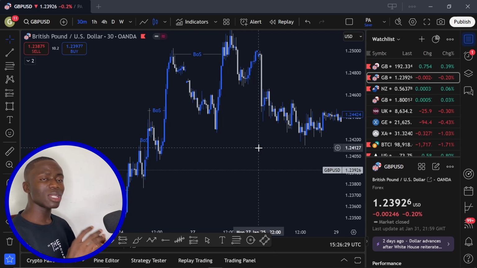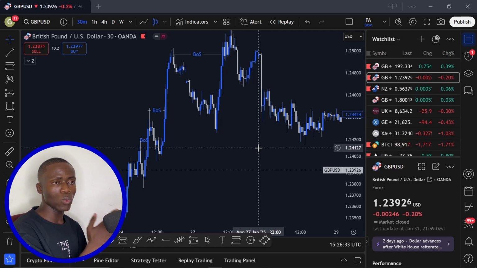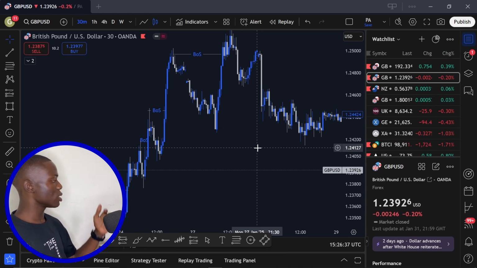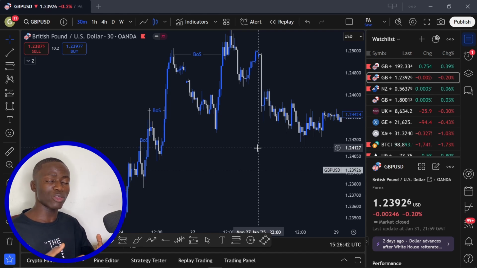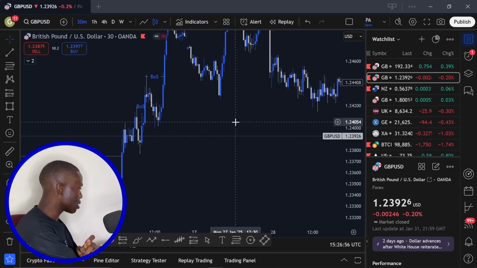So now after this, we need to identify the next key level, which is after identifying where the market shift and the trend is going. Now we need to look at whether we are going to buy or sell. Since the market was trending upward, I knew that I had to buy. So for me to buy, I had to identify my next key level, which is the demand level. So for that, I had to look in the chart.